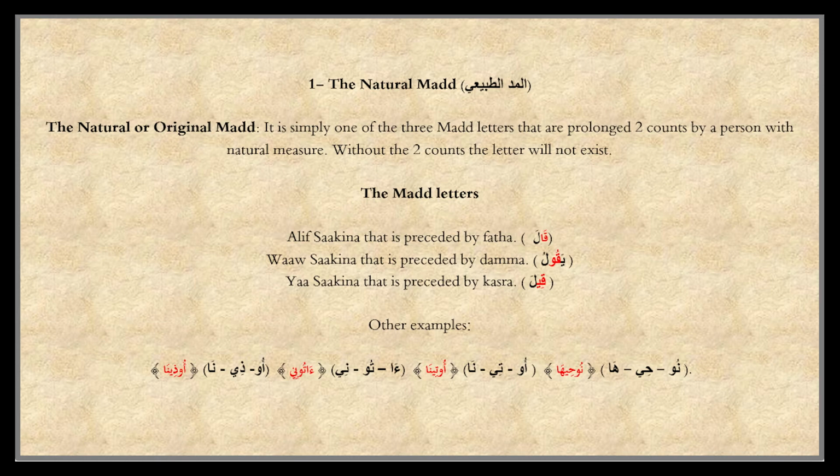The mad letters, as we mentioned before, are alif sakina preceded by fatha, like qala, waw sakina preceded by dhamma, yaqulu, and ya sakina preceded by kasra, qila. They are all combined in one word, like nuhiha or utina, udhina. All these words have the 3 mad letters within them. So when we prolong them, we should prolong them in the same measurement.